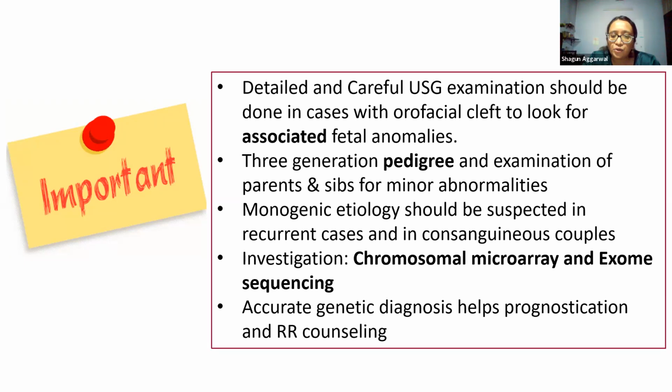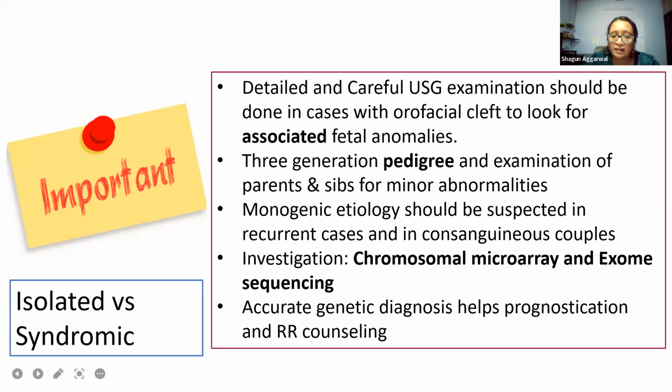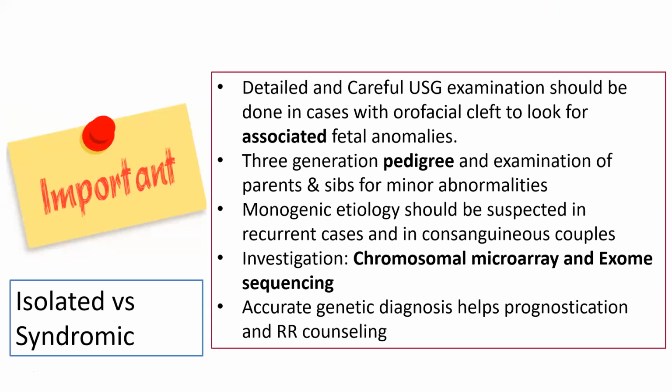You should think of single gene disorders more if there is recurrence or consanguinity. Investigation should ideally involve microarray, which will pick up chromosomal abnormalities, microdeletion and microduplication, and exome sequencing, which will pick up the single gene disorders. After all this, if everything is normal, then you can say this is truly isolated, and you can reassure the family so that they can continue the pregnancy. You can then refer them to the plastic surgeon, who can counsel them about the postnatal outcome.